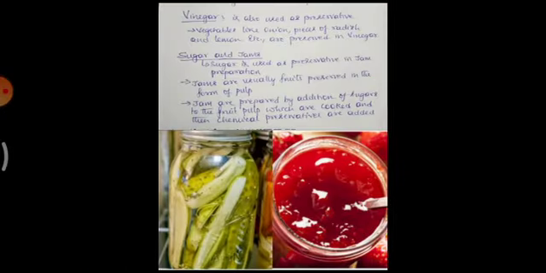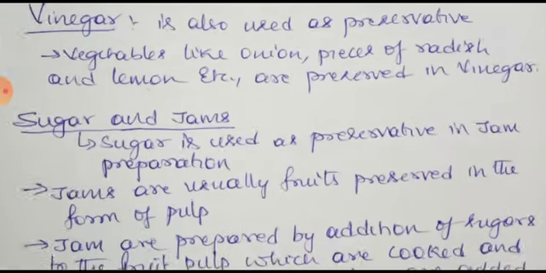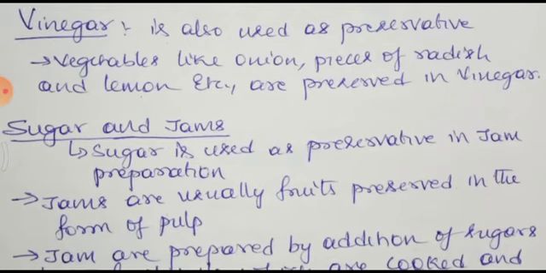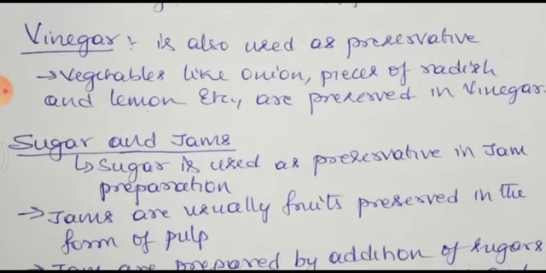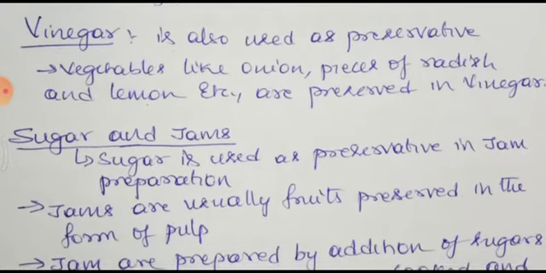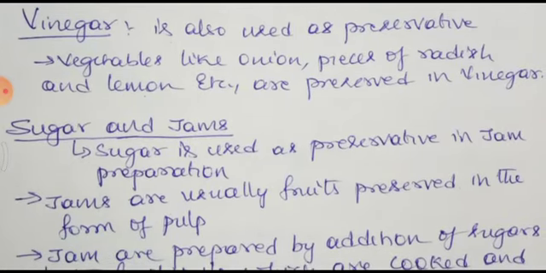Next we are going to study vinegar. Vinegar is a dilute acetic acid. It is used as a preservative. It acts as a dehydrating agent and also changes the pH. The dehydration and the change in pH avoid the growth of microorganisms. Vegetables like onion, radish and lemon are preserved by vinegar, and vinegar can be obtained from a grocery store. You can use it for the pickling process also.